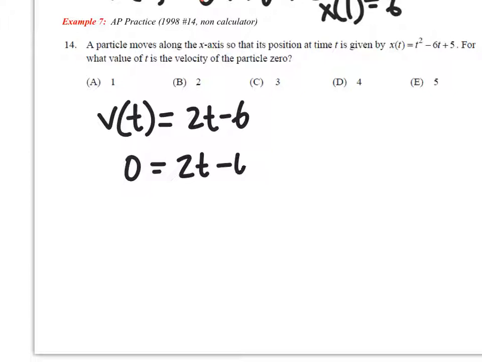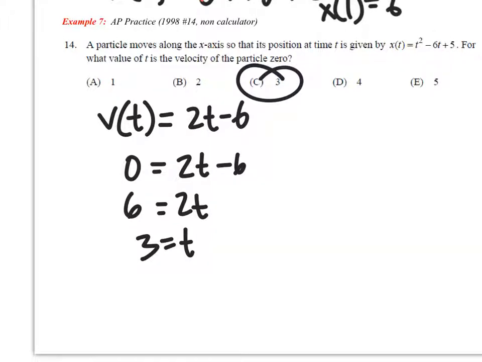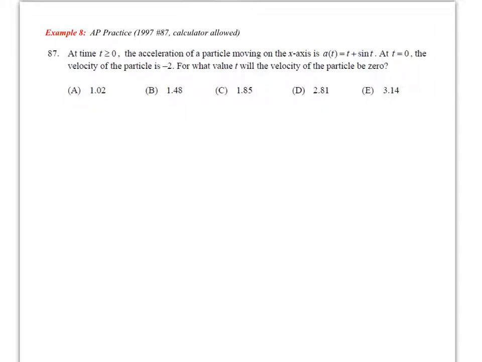And that looks relatively easy, that's almost sneaky. Am I doing something wrong here? I don't think so. Alright, last question. At time t greater than or equal to 0, the acceleration of a particle moving on the x-axis is given by that. At t equals 0, the velocity is that. So velocity of 0 equals negative 2. For what time t will the velocity of the particle be 0?